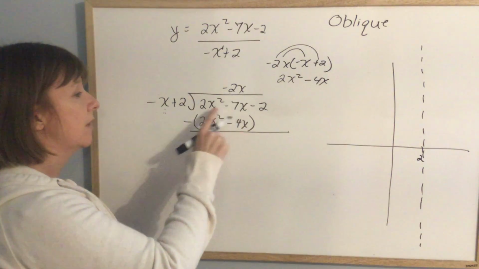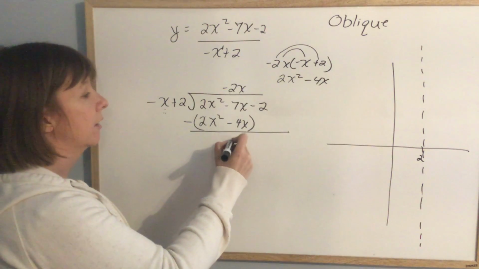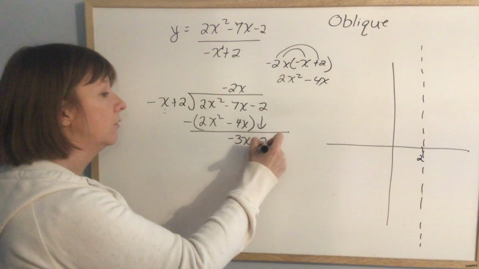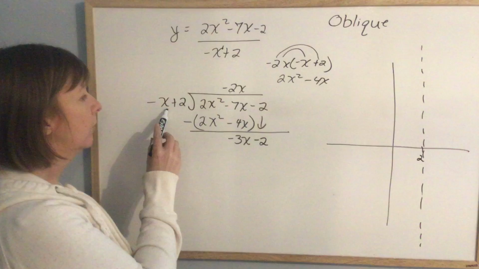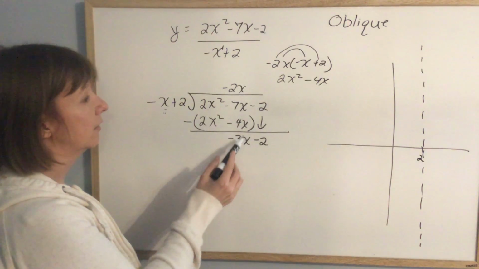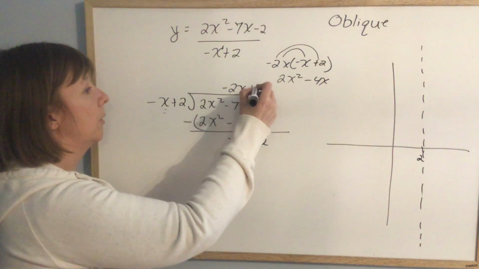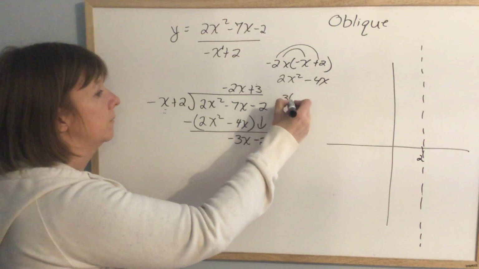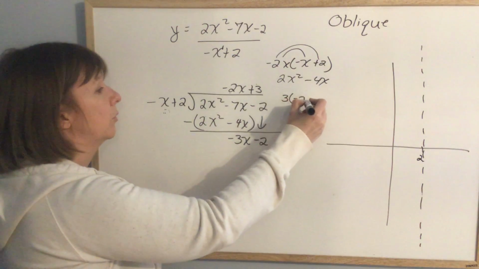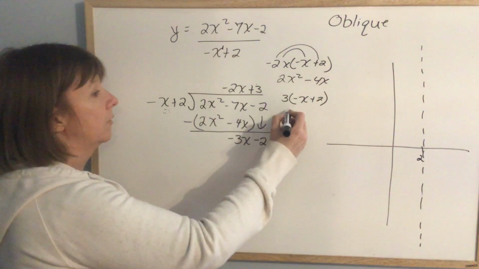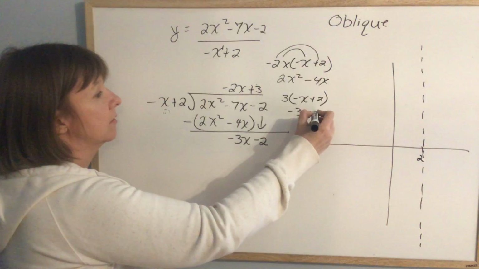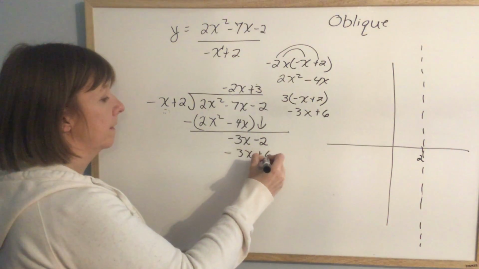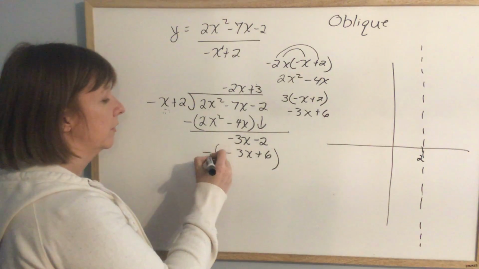And I have negative 7x, take away negative 4x, which would be negative 3x, and I would move down my negative 2. And then I would say, how do I turn negative x into negative 3x? And the answer is I would multiply it by positive 3. So I would take this positive 3 and multiply it with what's out here. So this would be negative 3x plus 6. And so I would subtract those.